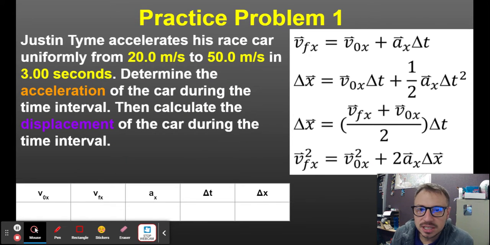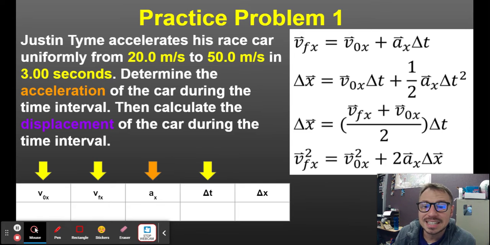So Just in Time accelerates his race car uniformly from 20 meters per second to 50 meters per second in 3 seconds. Determine the acceleration of the car during the time interval, then calculate the displacement of the car during the time interval. So the first thing it's asking us to find, well, we need to ask ourselves, what's it asking us to find? Well, the first thing it's asking us to find is the acceleration. Now, what do we know?